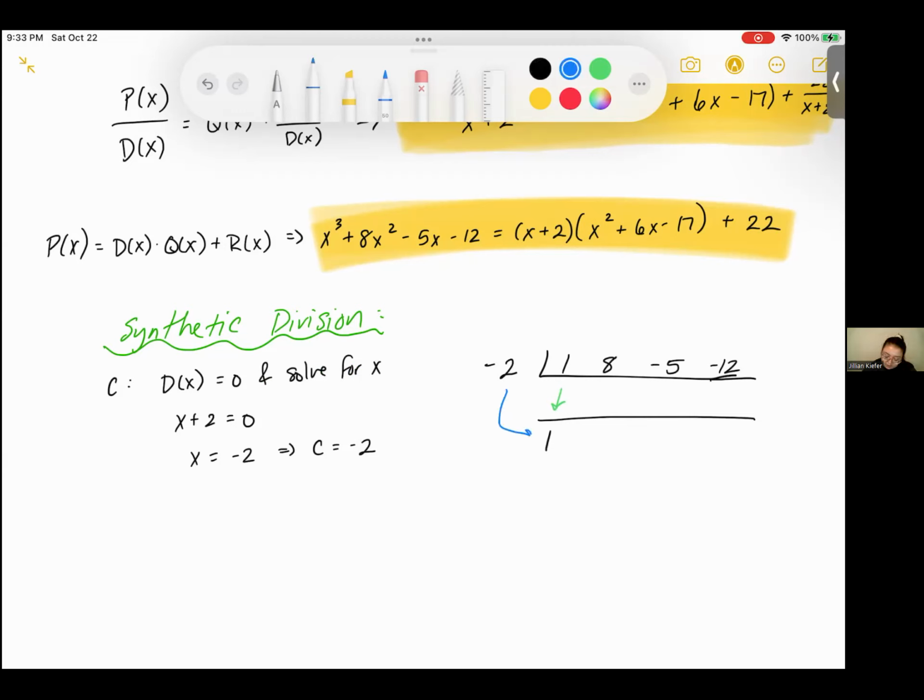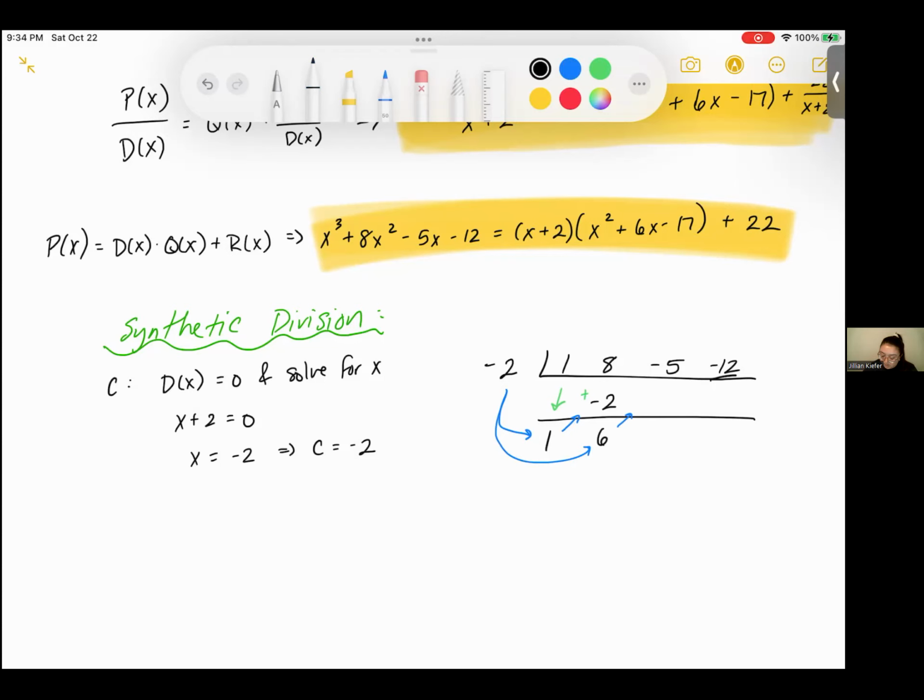Then you multiply your value of c by that number you just added in the bottom row, and add that number to the middle row below the next coefficient. So negative 2 times 1 is negative 2. And then you add the column. So 8 plus negative 2 would be 6. And then everything repeats. You take the value of c, multiply it by that number in the bottom row, write your answer in the middle row beneath the next number.